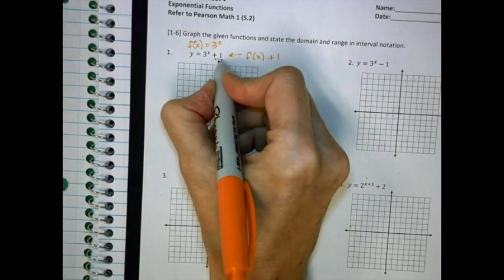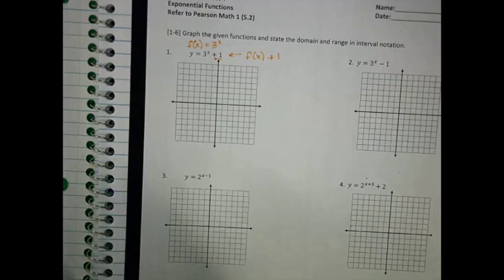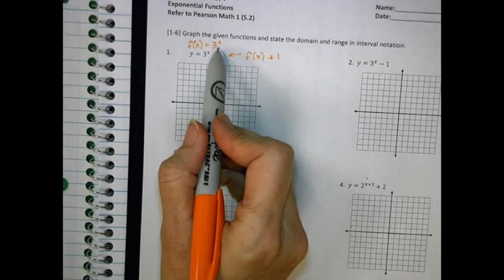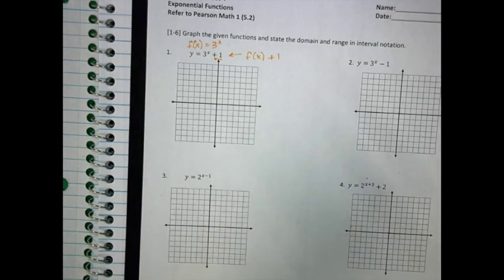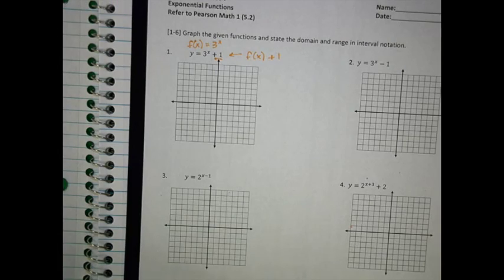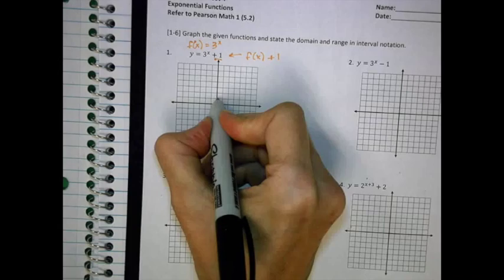I just have a 1 added on the end there. And so I'm going to use the graph of 3 to the x and then do what I know about shifts and shift that up 1. So 3 to the x, not really the graph I'm after, but 3 to the x is just this graph. It has the point 0, 1 because they all do.